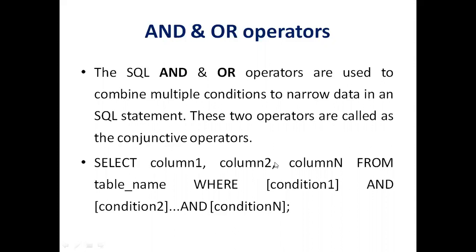Select column 1, column 2, column n from table name where condition 1 and condition 2. Okay, that means select which columns you want to display, from which table you want to retrieve, where condition. You have to specify the condition and one more condition, and one more condition, your wish. You can specify any number of conditions here. Instead of AND, you can use even OR.